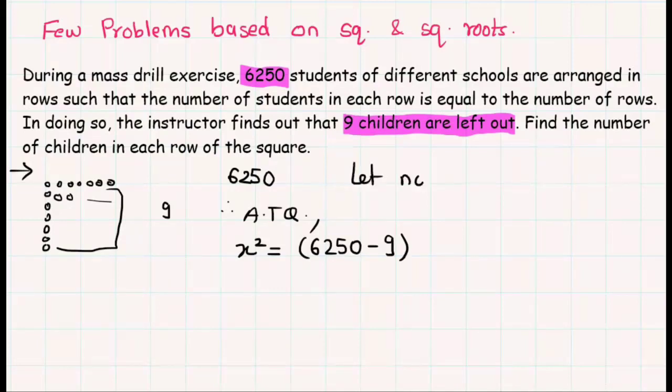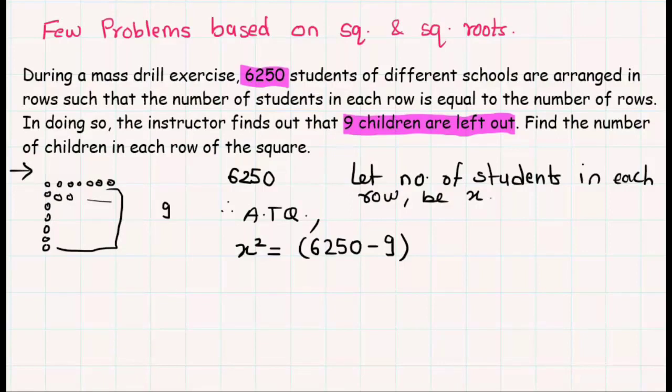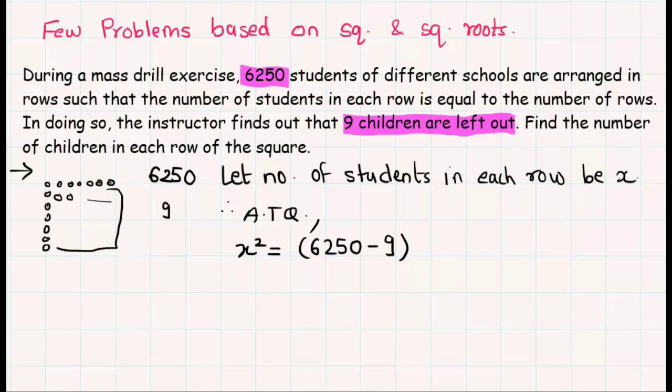What is this x? Let the number of students in each row be x. Okay. So x square equal to 6250 minus 9, so it is 6241. x square is equal to 6241.